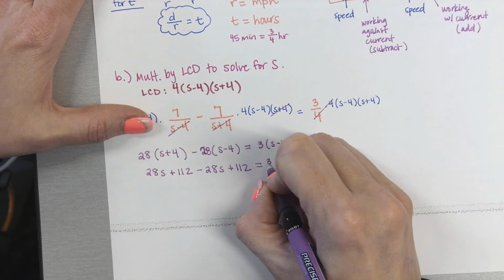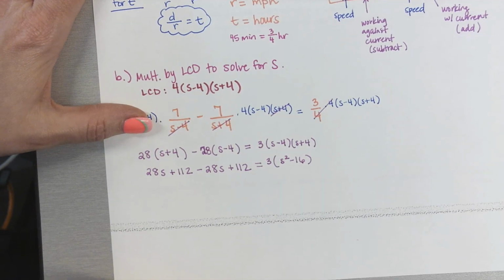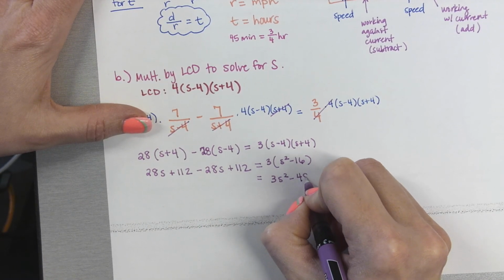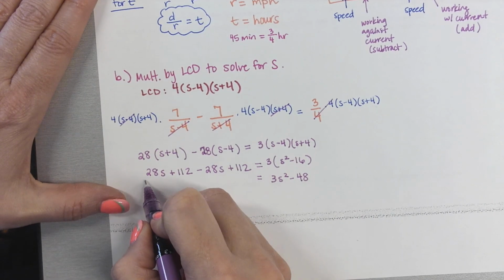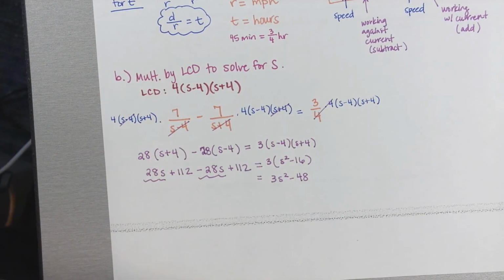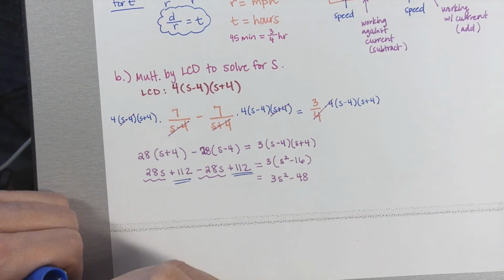Now here, you can either distribute the 3 and then FOIL. I think it's a little bit easier to FOIL first because it's the difference of two squares. Okay, so you get 3s² minus 48. And then 28s and negative 28s, those are going to cancel. But the 112 and the 112, those double.